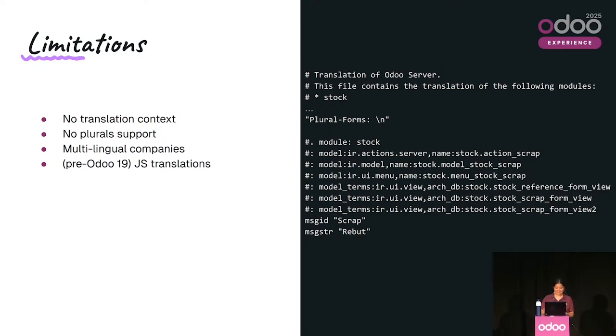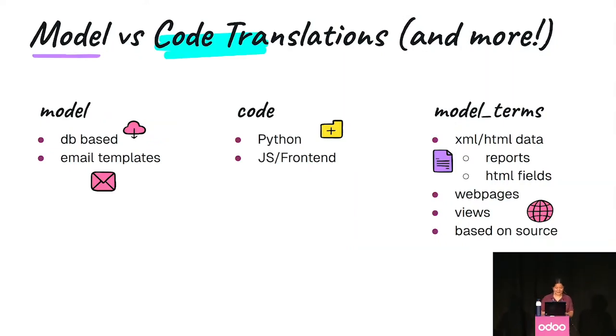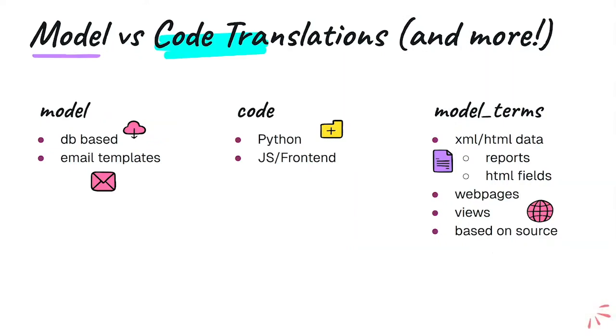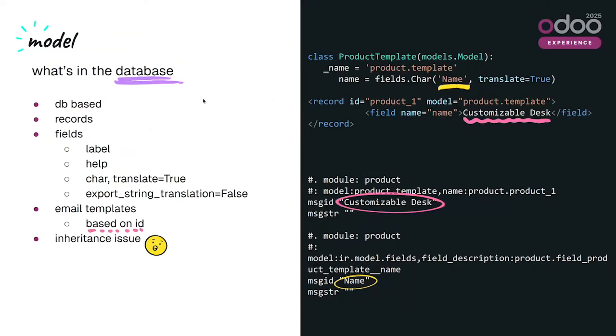And yes. So I'm going to go a little bit faster because I'm talking too much. So now I'm going to get into the more complicated part about translations within Odoo. So there's 3 types of translation things within our pod files. We've got the model, the code, and the model terms. And I'm going to go through each one a little more quickly.